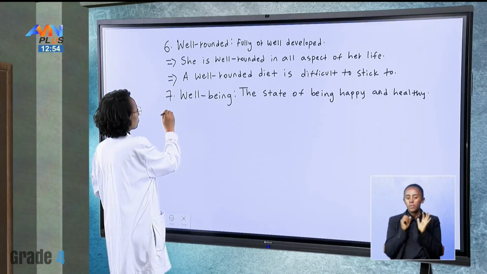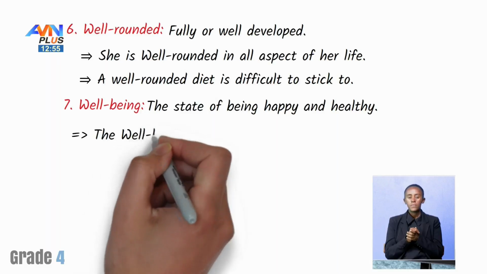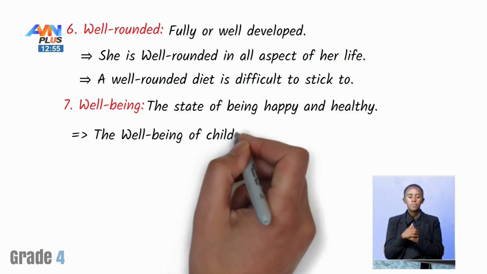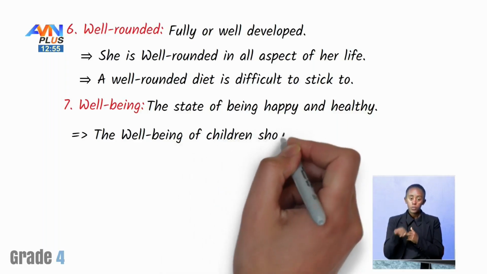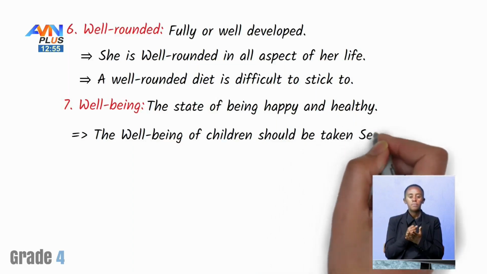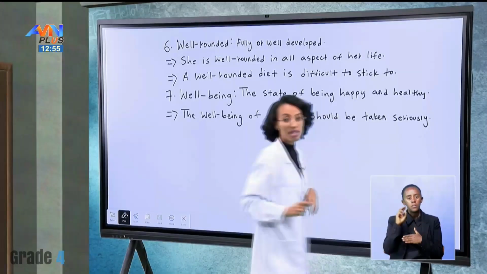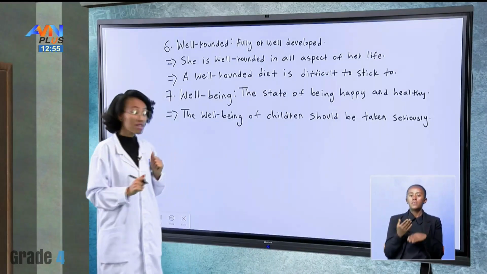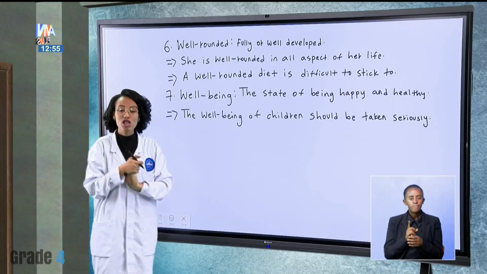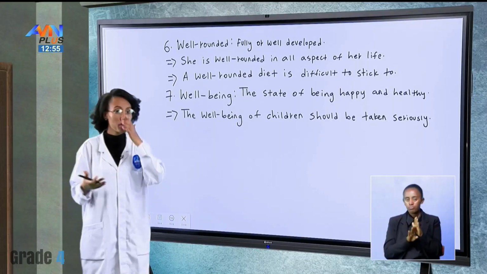For example, the well-being of children should be taken seriously. The well-being of children should be taken seriously. Yes, children should have what? Well-being. They should be happy and they should be healthy to grow up to what?